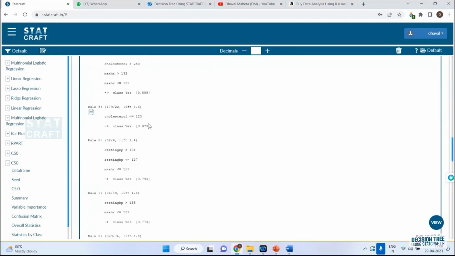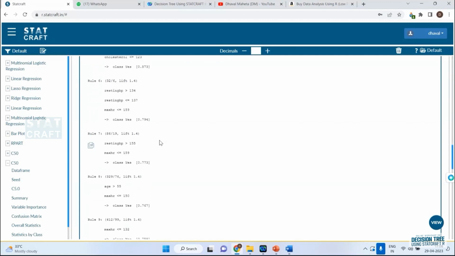So this gives me the rules that when a person will have a heart disease. Now let's talk about this one. If the resting blood pressure is between 134 and 137 and maximum hours of exercise is less than 159, then there is 79% probability that you will have the heart disease.